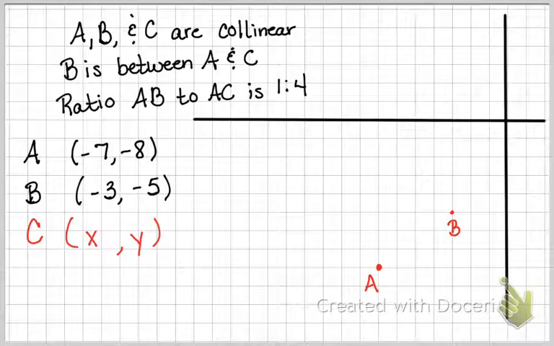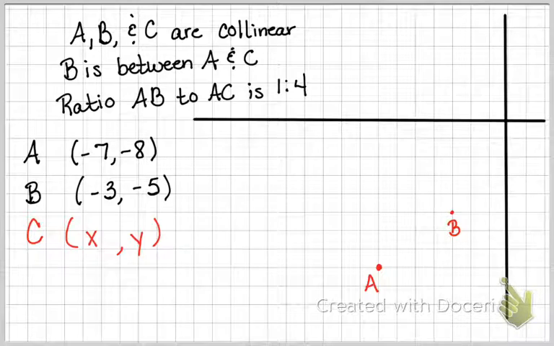Okay, here's an example of one of the divide line segments. So A, B, and C are collinear. B is between A and C, and the ratio for line segment AB to AC is 1 to 4. So we have A, we have B, and we've got to find C. So basically, you know the first point, you know the midpoint, you don't know the last point.